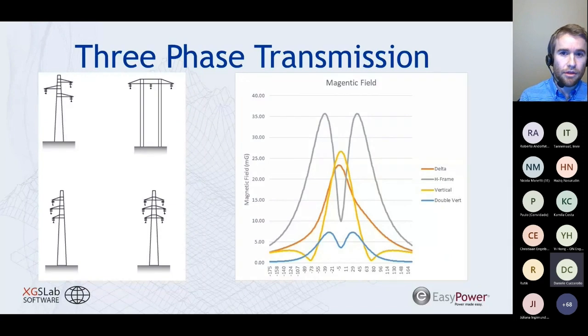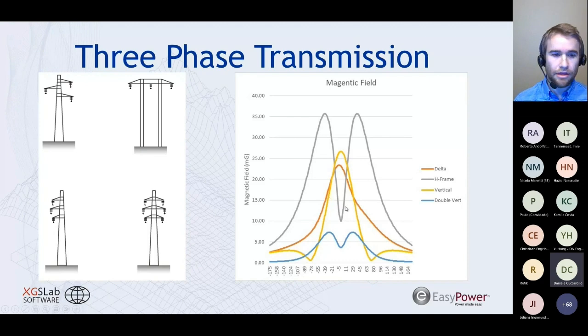Of course, the way that we arrange our phases is going to affect our overall magnetic fields in the right-of-way. On the left, we have that delta configuration, and that's represented in this chart on the right as our orange line. Here we have the H-frame configuration with the gray line. We see greater peaks of magnetic fields around or outside of that right-of-way as we have these outer phases having a greater influence.